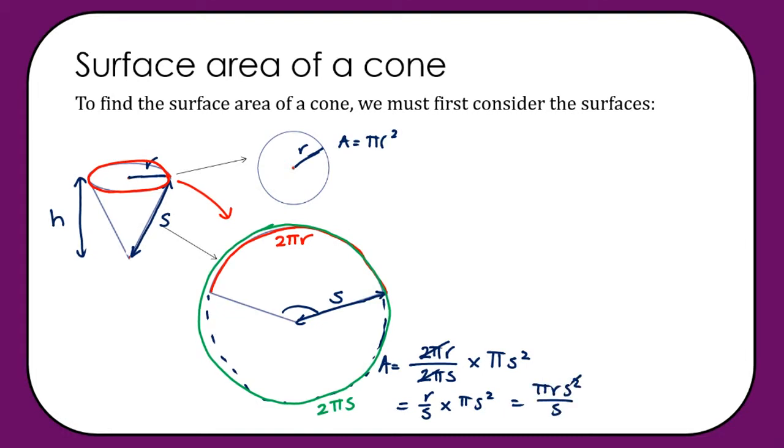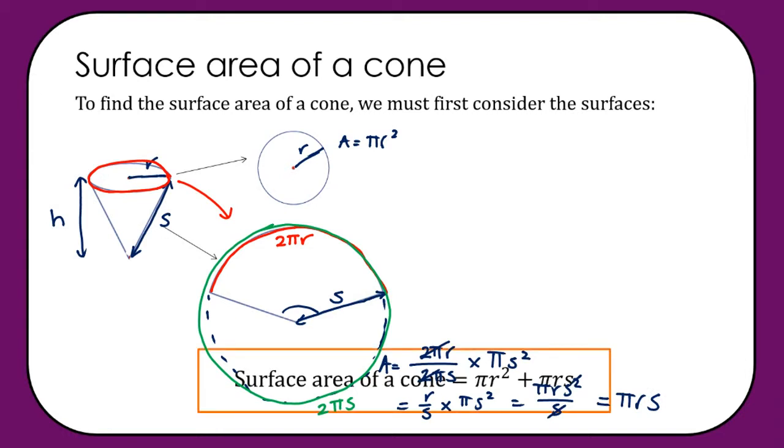So one of those s's on the numerator will cancel with the s on the denominator, and we have pi r s. And so we find that our total surface area is going to be the area of the circle on the base, which is pi r squared, plus the curved surface, which is pi r s.